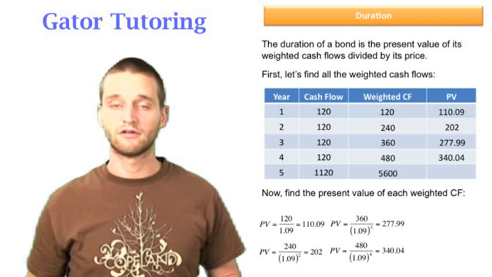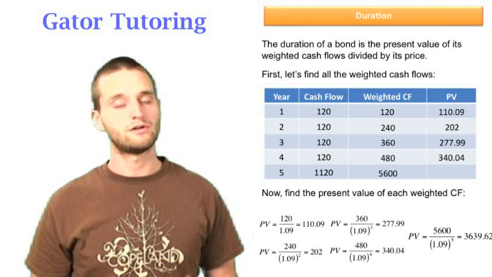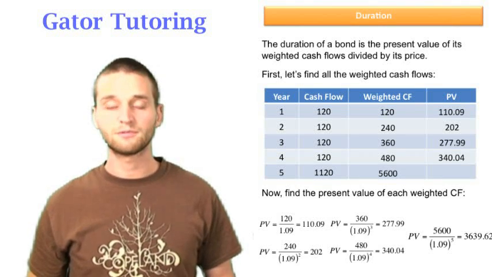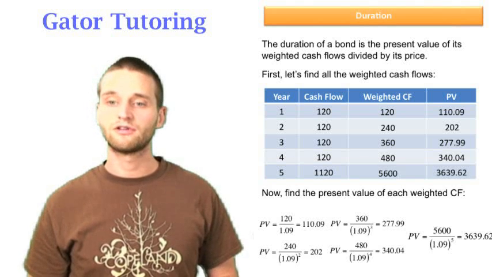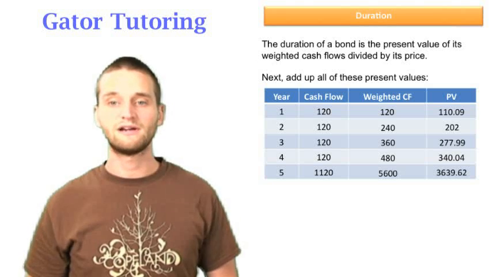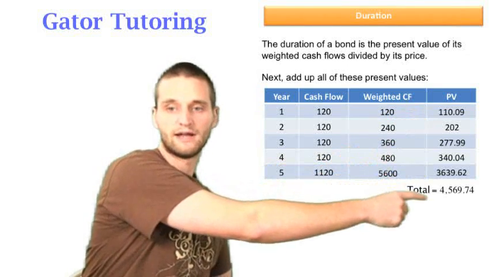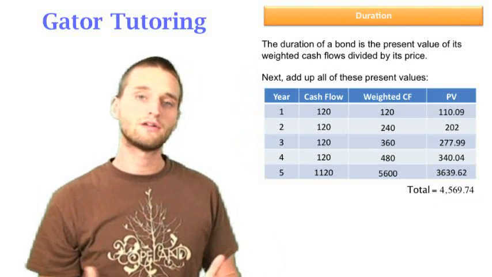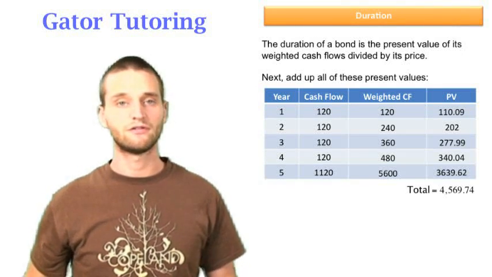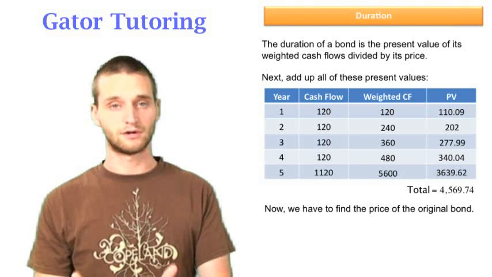And finally, our fifth weighted cash flow is the $5,600, which occurs in year 5. So we divide that by 1 plus the interest rate raised to the fifth power. That gives us a present value of $3,639.62. So now we need to add up all of these present values. So we just add up this column, and we get a total. The sum of the present value of all of the weighted cash flows is $4,569.74. And this is the numerator in the equation for the duration of a bond.